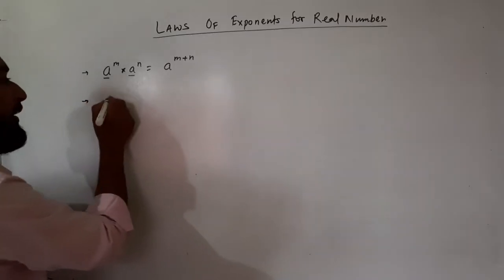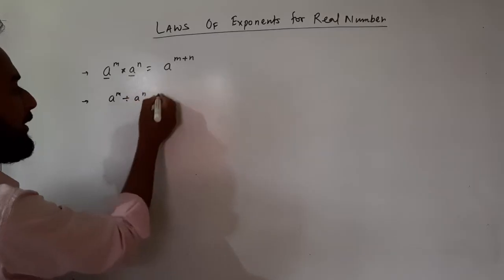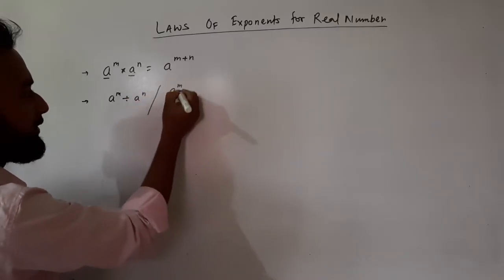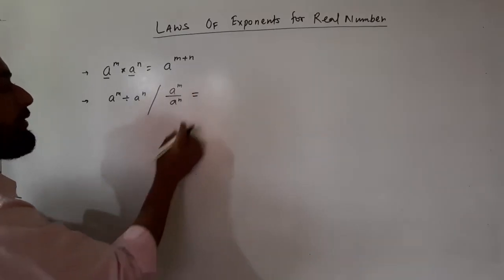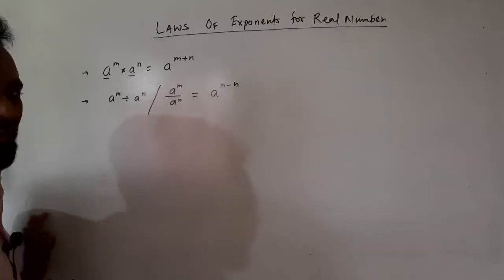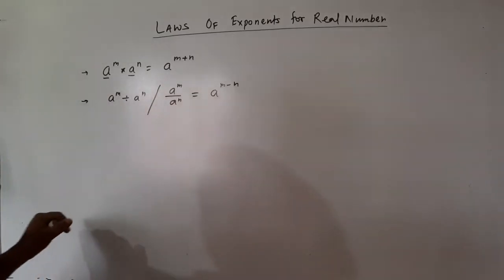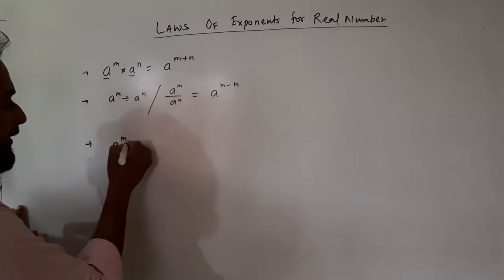And whenever you have a to the power m divided by a to the power n, or in this form, you can see it somewhere. So now here you have to subtract the power. Power को क्या करना है आपको? Subtract करना है.